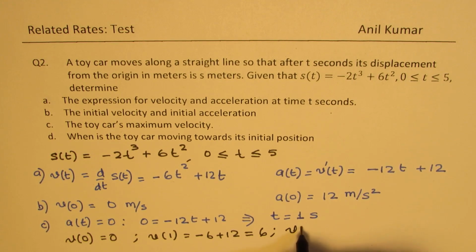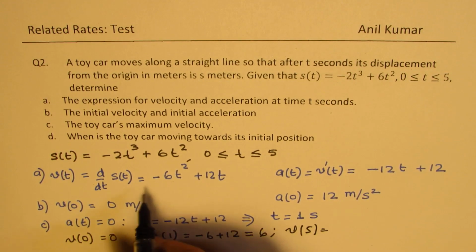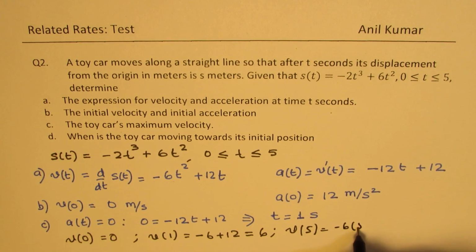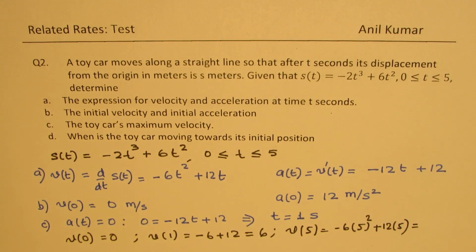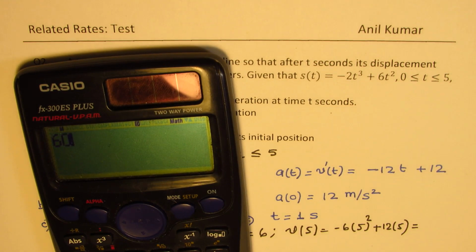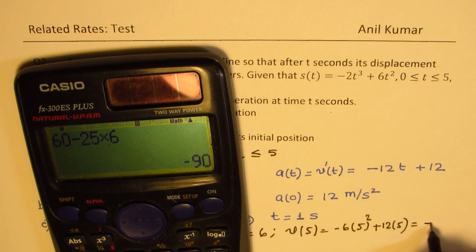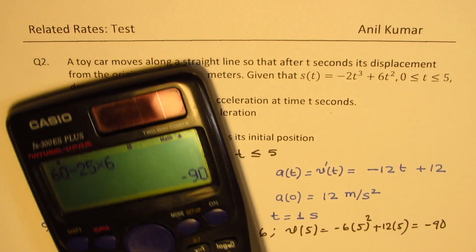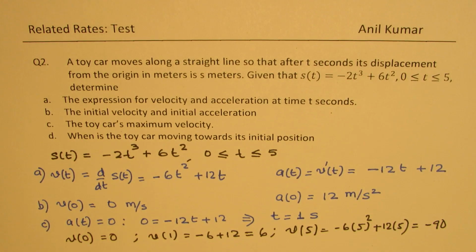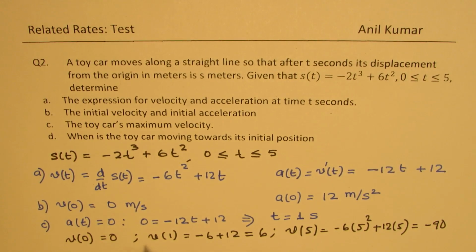And then let's check velocity at 5. At 5, it will be minus 6 times 5 squared plus 12 times 5, correct? So let's use the calculator. 12 times 5 is 60, take away 25 times 6. So that is negative 90, right? So that is the lowest velocity. So we have the maximum.